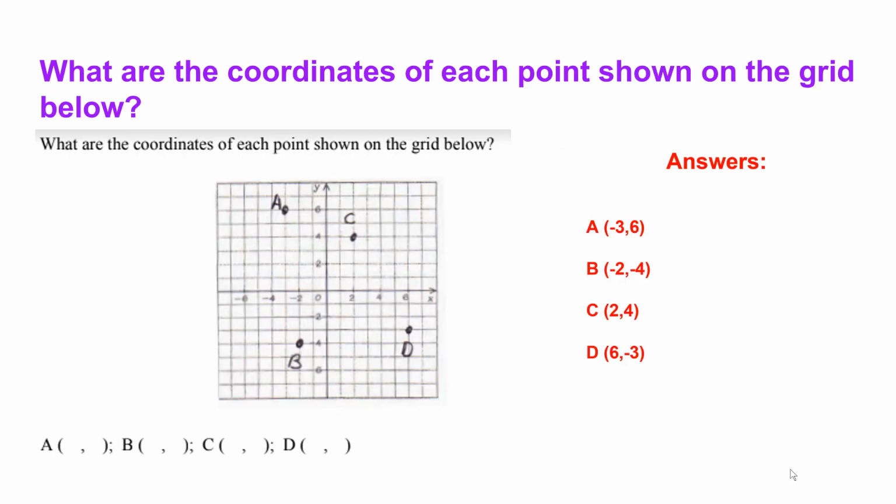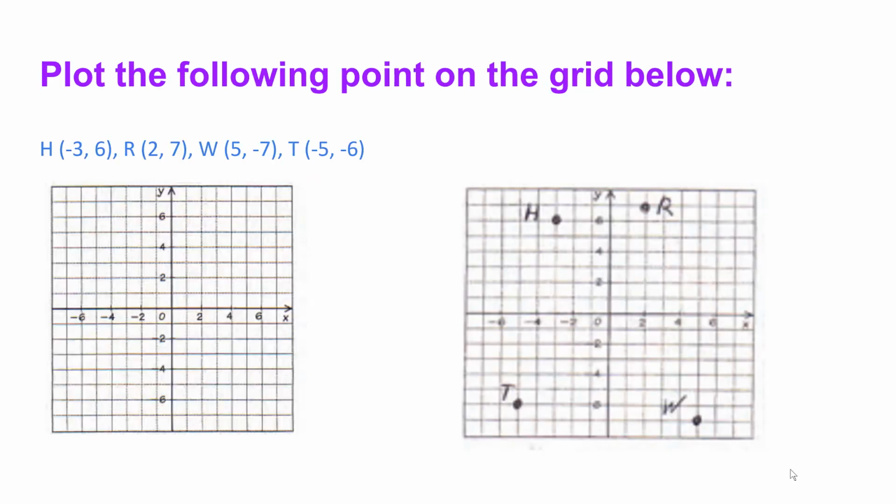What are the coordinates of each point shown on the grid below? So the opposite of the question where they give you the points, now you need to write down the coordinates, and we have the grid on the left and the answers on the right with the proper coordinates. So go ahead, check your work. If you want, you can try to cover the coordinates and do it yourself and then check your answers.